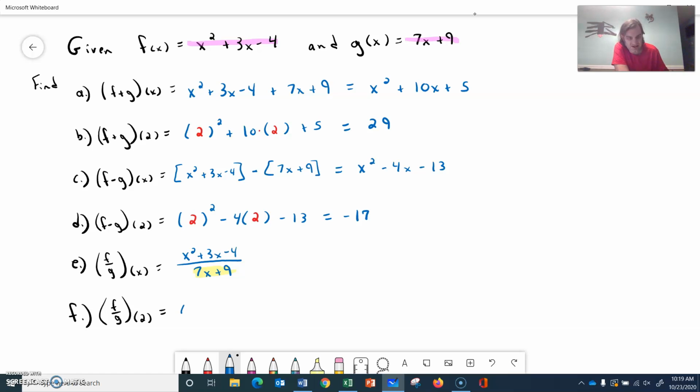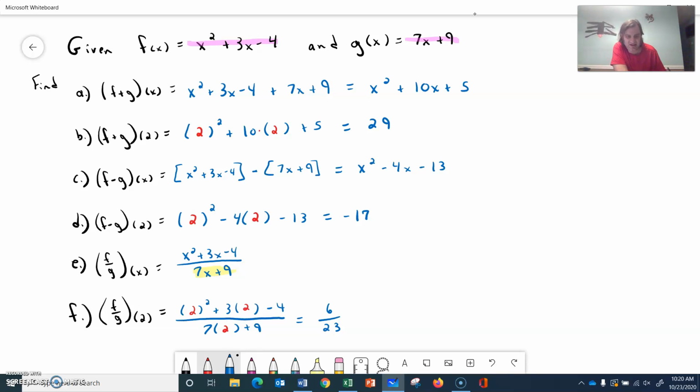So we'll take all the places we have x and leave them as a placeholder, and let's see what we calculate here. So if I plug 2 in all the places, I will have on top 4 plus 6 minus 4, so that looks like 6. And on the bottom, 14 plus 9, that looks like 23. So 6/23 if I didn't mess up.